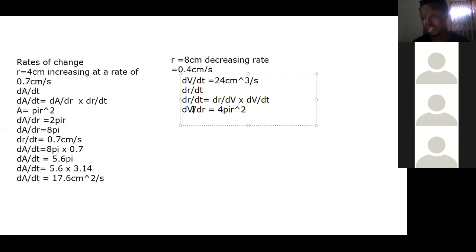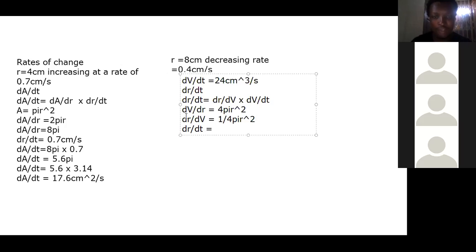Are we getting it? That's mathematics. And so dr/dV can be given as 1 all over 4 pi r squared. Are we there? Talk to me so that I know you are following. Hello. Yes, sir. Are you there? Do you get it to this point? Yes, sir. Very good.